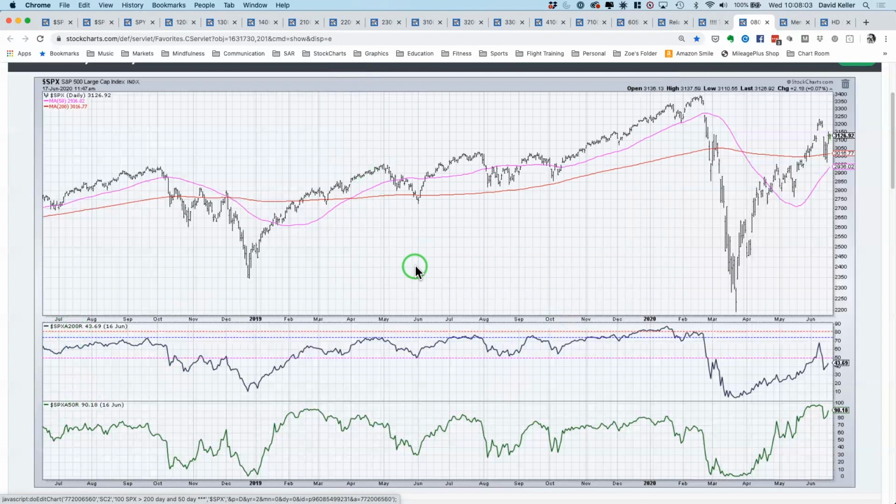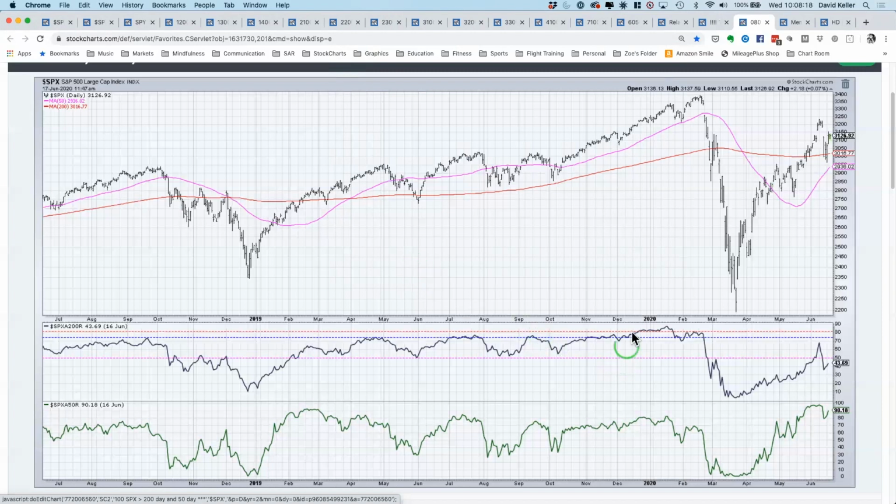This one I found really helpful because what it does is it shows you overall participation, right? If the market is doing one thing, these indicators tell you what the masses of stocks are actually doing. Are they agreeing with the overall market conditions, or are they disagreeing?